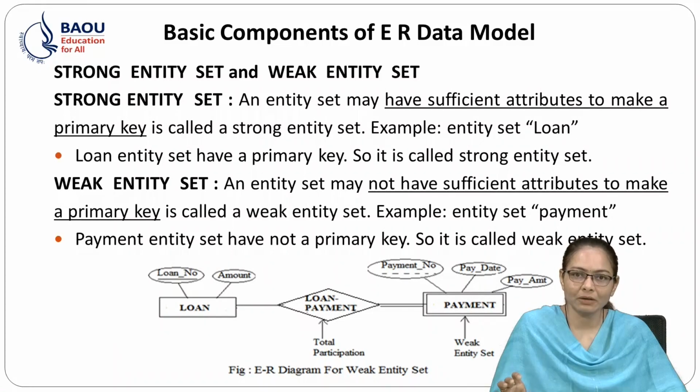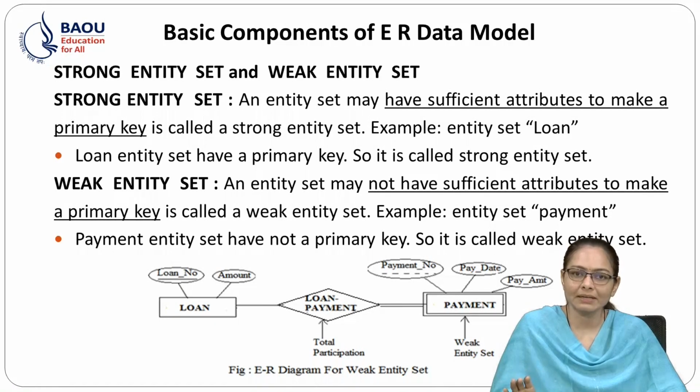So we cannot make the payment number a primary key. Different loans may share the same payment number, thus the payment number is repeated, and we cannot give the primary key to the payment number in the payment entity set. A weak entity set does not have a primary key, so the weak entity set is dependent on the strong entity set. The strong entity is the dominant entity and the weak entity is subordinate.